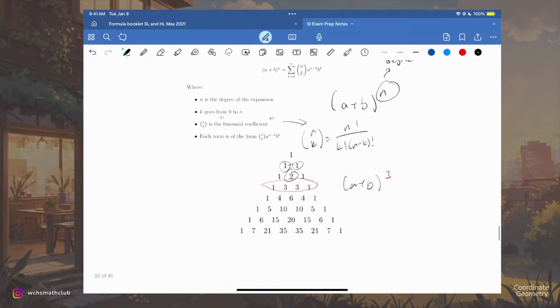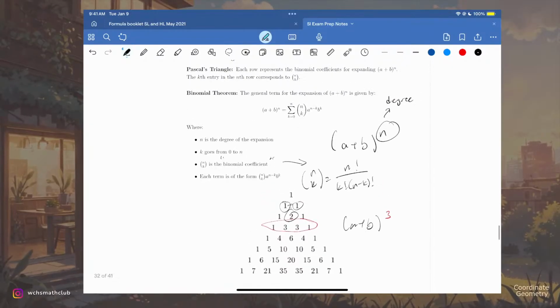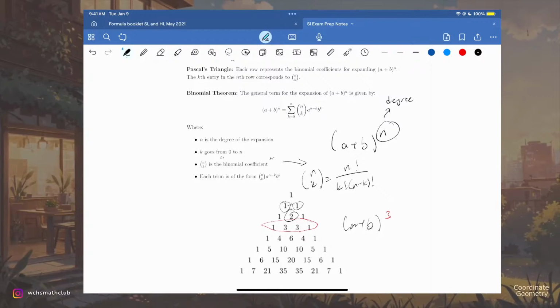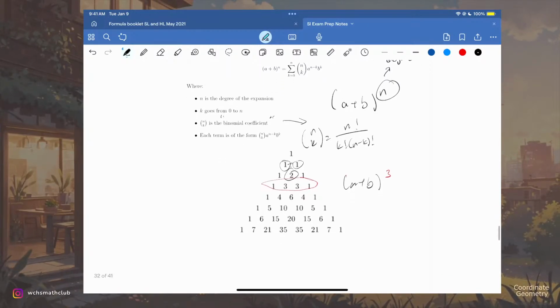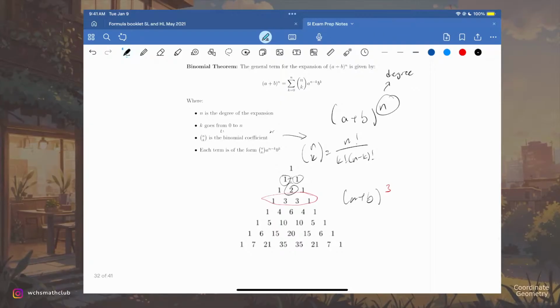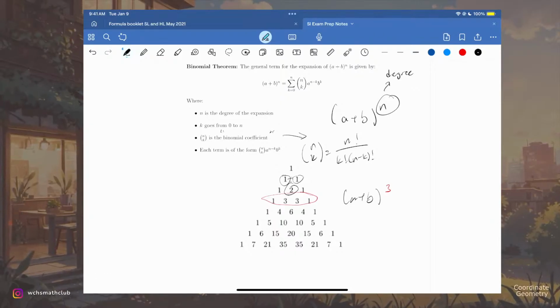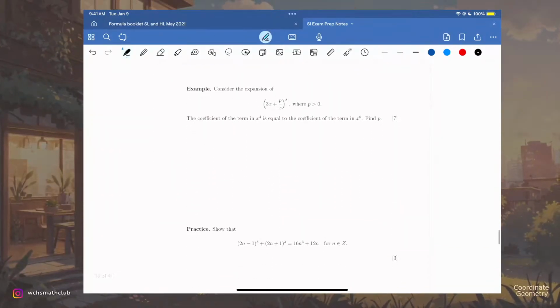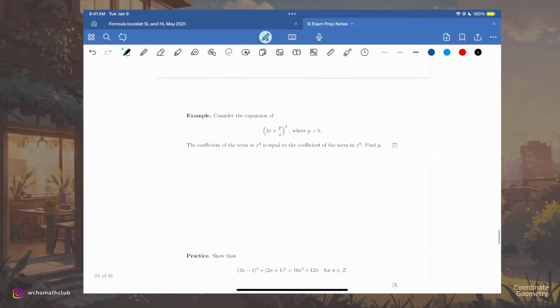And then each term is of the form n choose k times a to the power of n minus k times b to the k. This is something you just need to look at on the formula sheet, or you need to know in your head. So basically, if it says the fifth term, you just have to remember that you have to do n minus, let's say 5, and then b to the 5. So that's how it works. Okay, so let's look at a quick example.